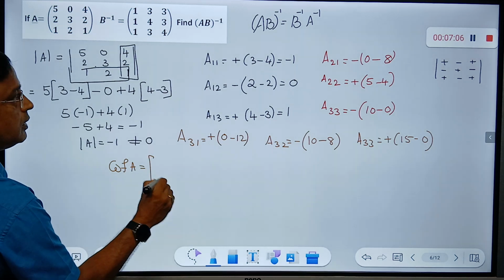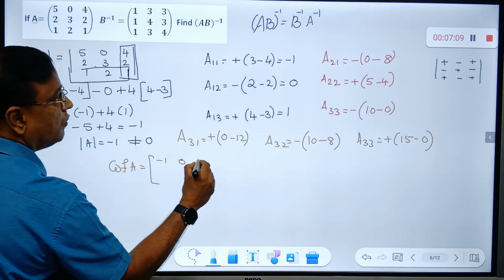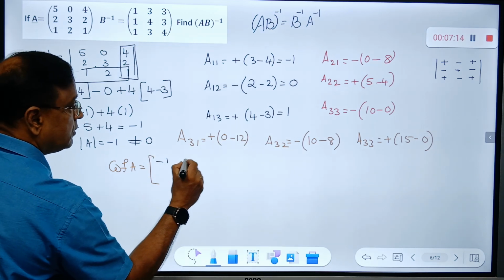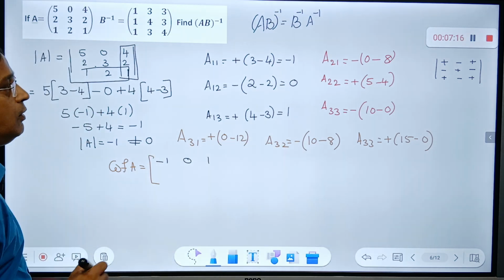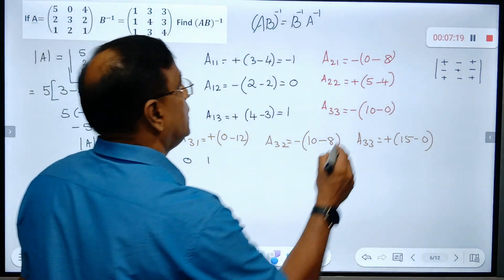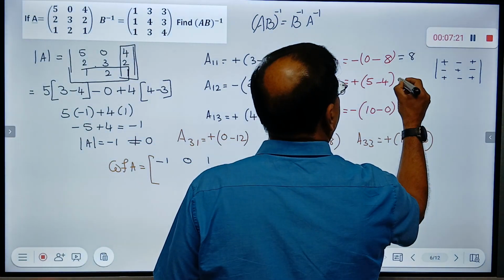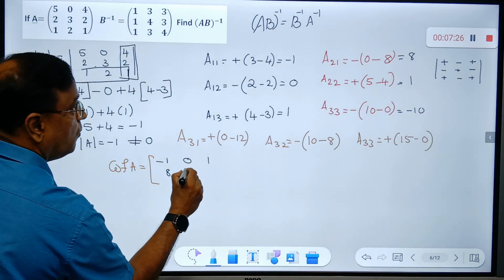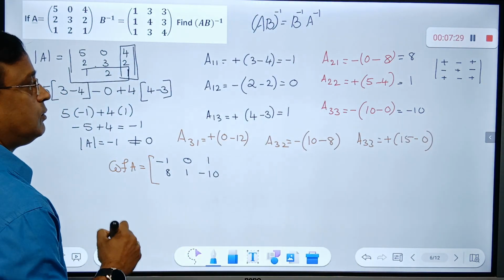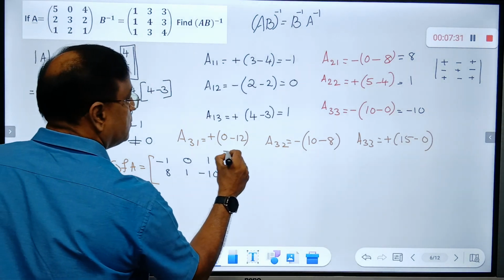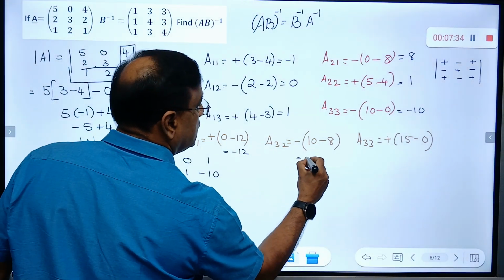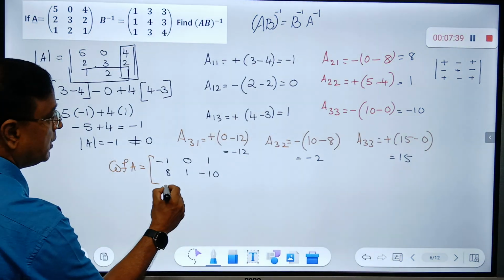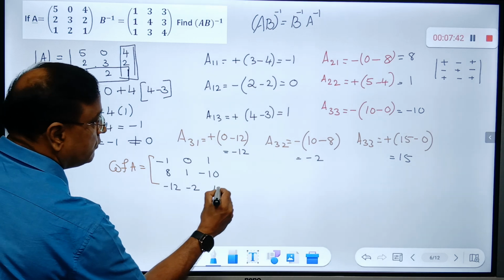Cofactor of A will be minus 1, 0, minus 1, 0, 1. What is the next one? I can calculate this. This is 8, this is 1, and this is minus 10. So 8, 1, minus 10. And what's the last one? This is minus 12, this is minus 2, and this is 15, correct? So this is minus 12, minus 2, and 15.